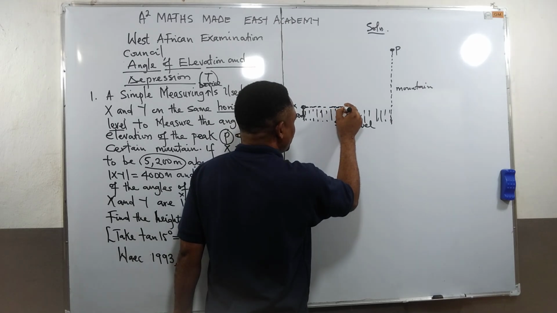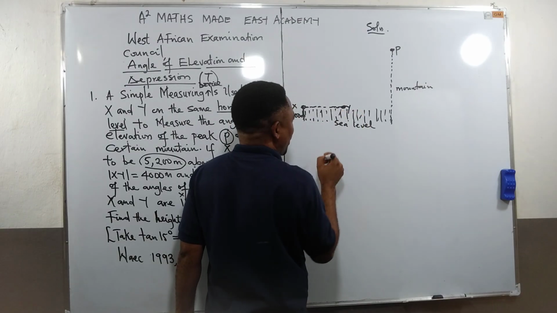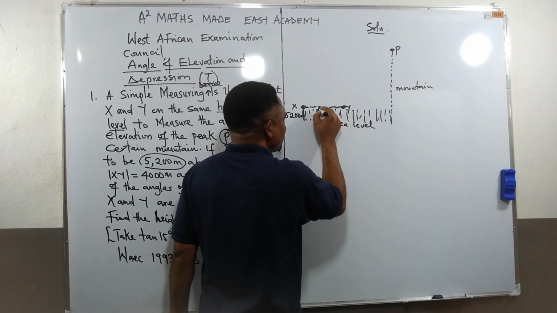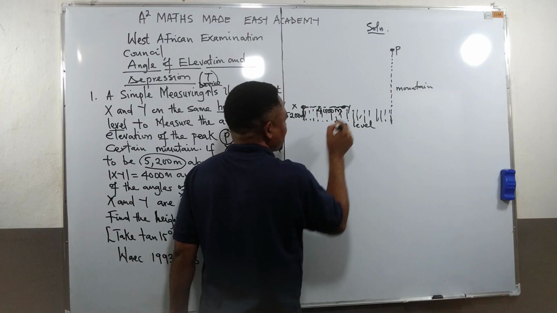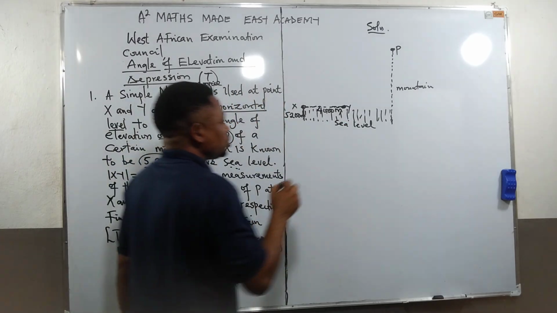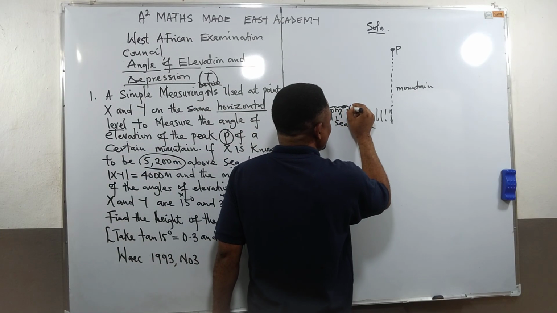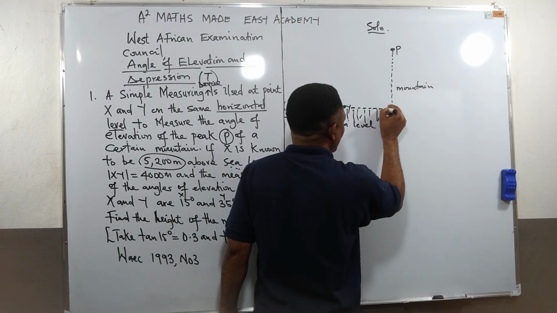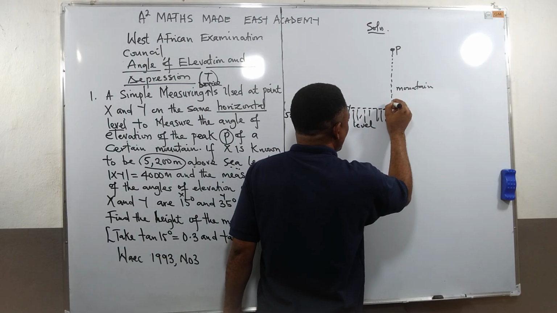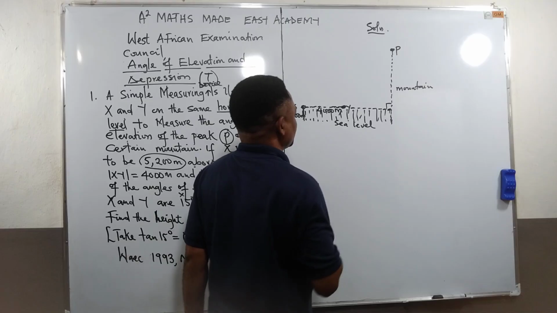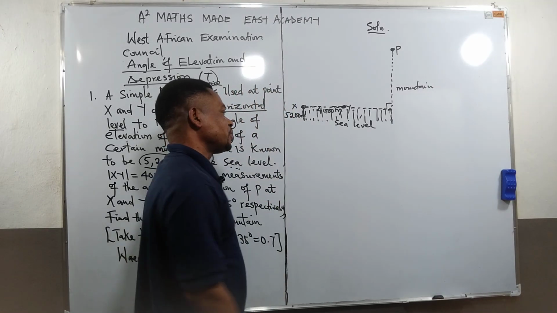This is now point Y. Point Y. And the distance given there is 4,000 meters. Am I communicating now? You should observe that it must extend to this particular mountain, which will form what we call a right-angled triangle. I want you to observe something here.